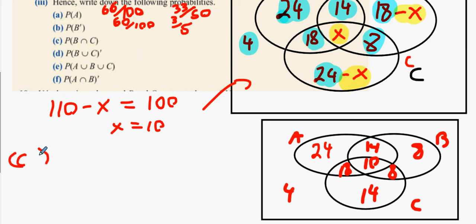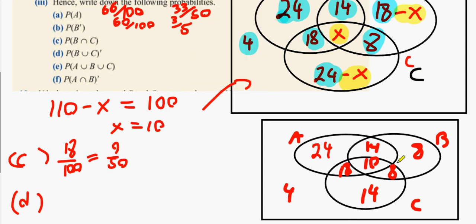Alright, next one, part C. Probability of B intersection C. Where's B intersection C? These two parts here, which is 18 over 100, which is what? 18 over 100 is 9 over 50. No bother.